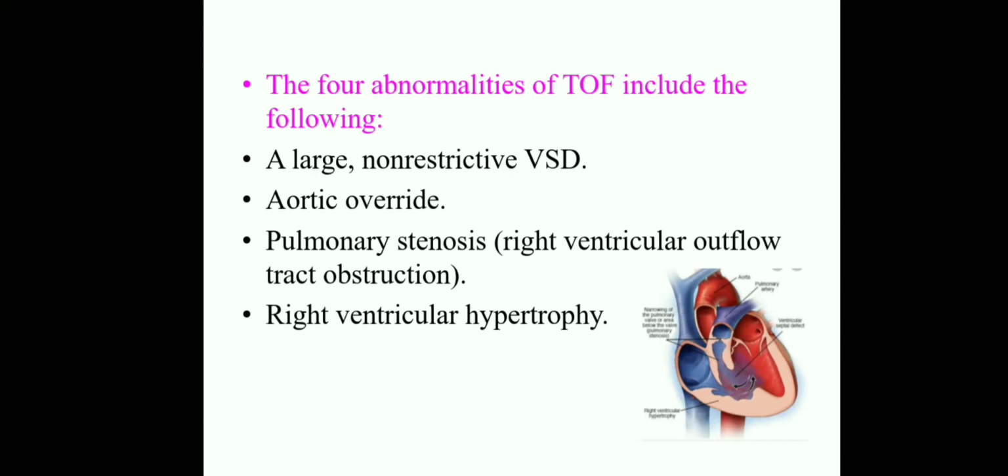The 4 abnormalities of tetralogy of Fallot include the following. What are the 4 conditions? The large non-restrictive VSD, aortic overriding, pulmonary stenosis, and right ventricular hypertrophy. These 4 conditions are associated with TOF, that is tetralogy of Fallot. What are the 4 conditions? VSD, aortic overriding, pulmonary stenosis, and right ventricular hypertrophy.